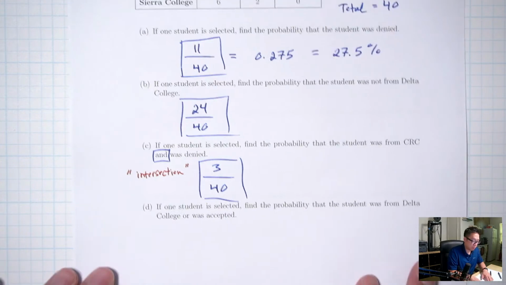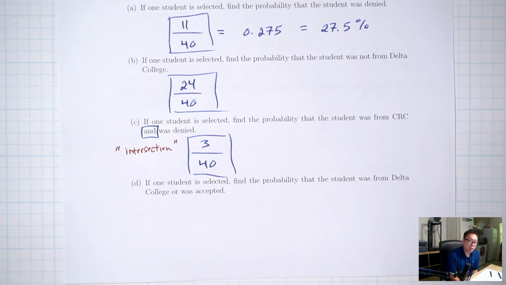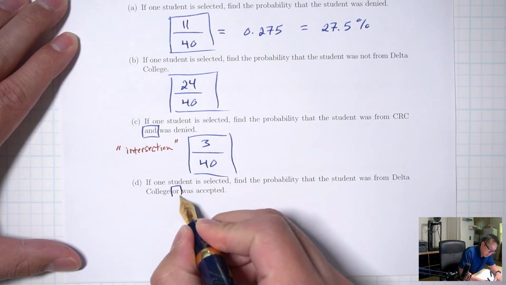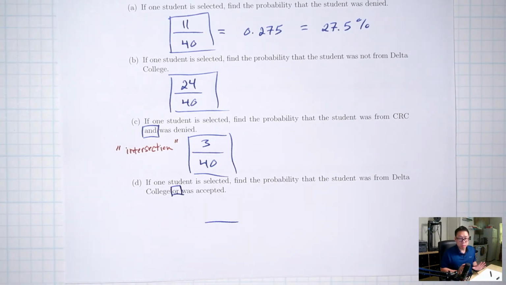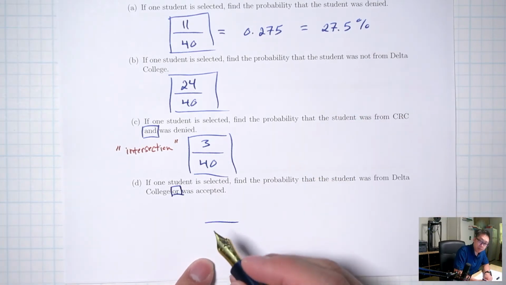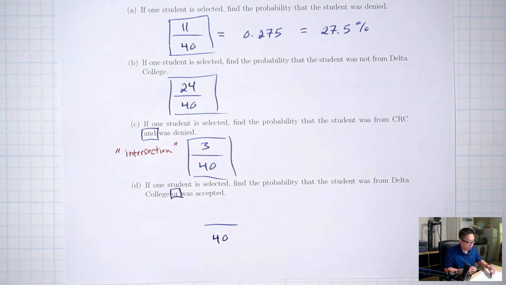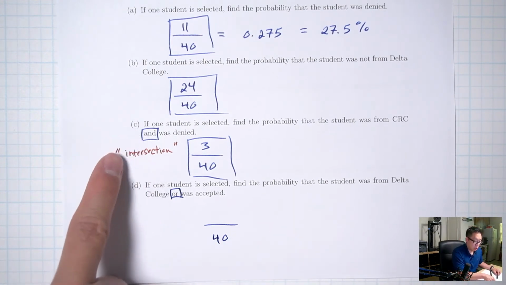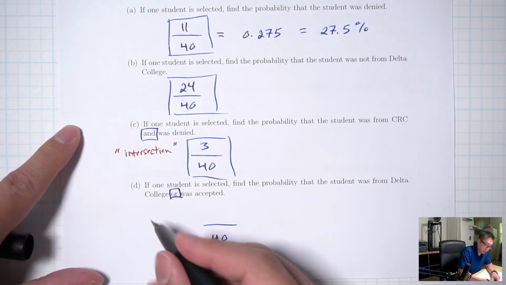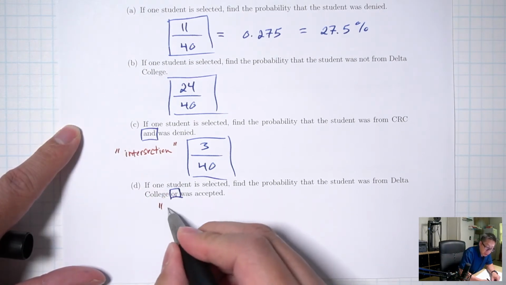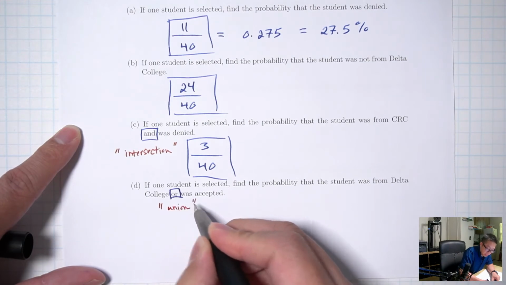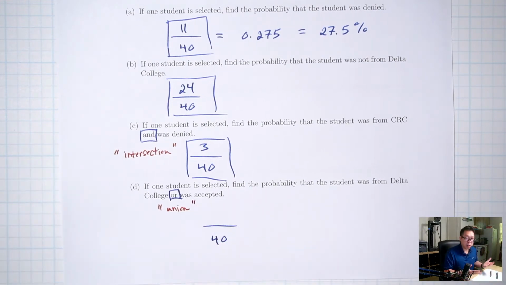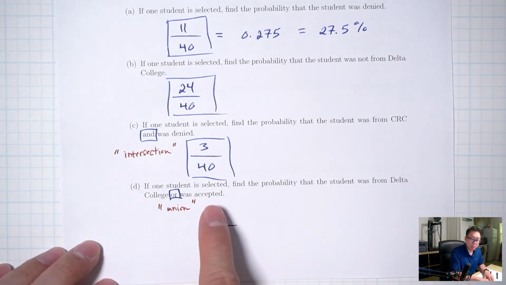Intersection. Part D. If one student is selected, find the probability that the student was from Delta College or was accepted. Keyword here is the word or. The bottom is still the same, everybody, which is 40. The top. If and corresponds to intersection, or corresponds to union. And union, remember, is where we take the 2 sets and combine them to get a bigger set. So here I want Delta union accepted.